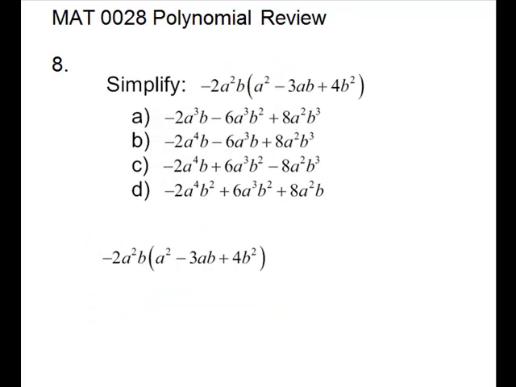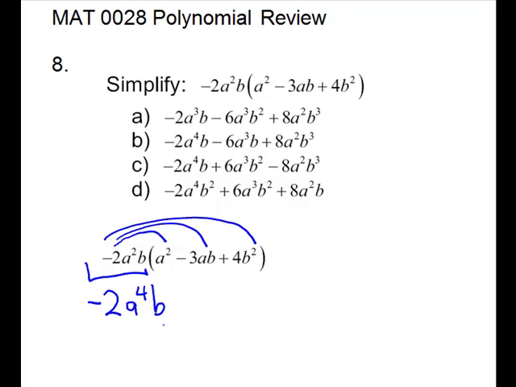Problem 8. Simplify, and we have a monomial times a trinomial. So this one is also going to be a distribution problem. We'll go down below to work it. So we're going to multiply -2 a squared b times each term on the inside. So for our first ones, -2 is the only number we have, so it'll be -2. We have a squared times a squared will give us a to the 4th. And this is the only b, so we'll just bring it down.